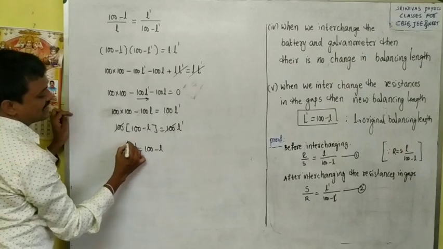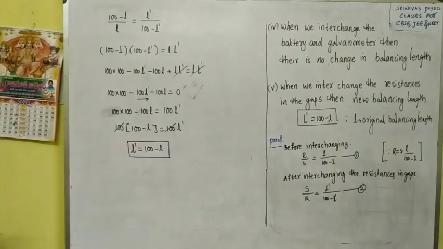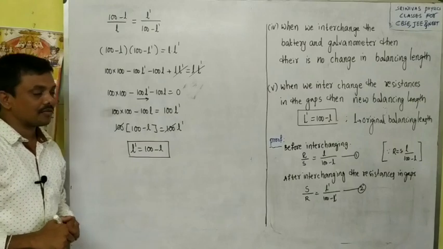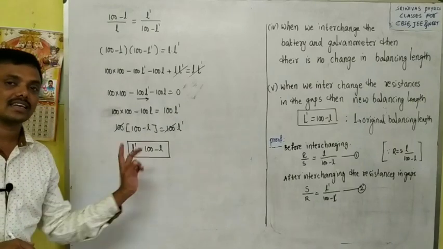What do you get for L dash? If you interchange the resistances in the left and right gap, then the balancing length will become 100 minus L. Firstly, before interchanging, left side resistance is R, right side resistance is S. After interchanging, left side S, right side R.